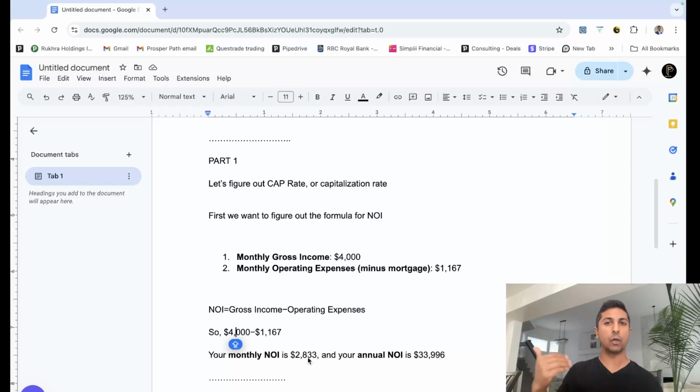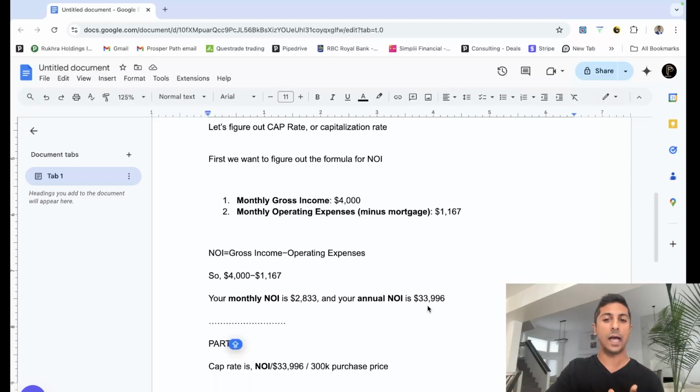Again, you want to take your monthly figure. Our NOI monthly is $2,833 a month, right? You always want to annualize it. So you take $2,833 and multiply it by 12 months, times 12, which would give you an NOI of $33,996 in this example, right? This is what you need to know before you figure out your capitalization rate, or cap rate.